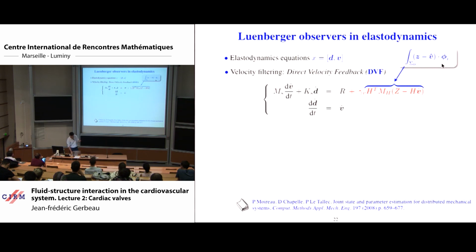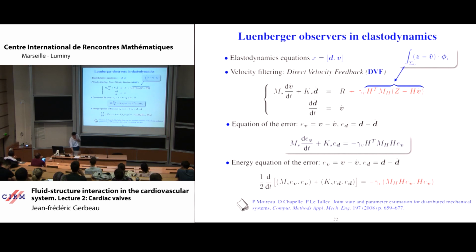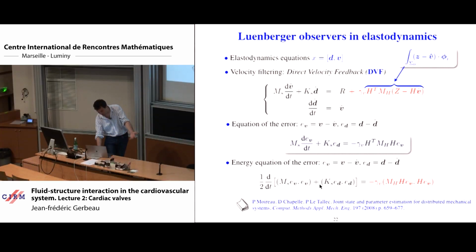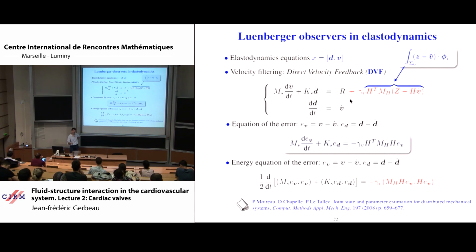And this is what they call the direct velocity feedback. You can compute, again, the system is linear, you can compute the error. Of course, the error will be reduced by this term. It can be shown just on the energy equation, but be careful. We cannot be naive here, okay? Choosing this gamma parameter is critical, and do not think that the larger is gamma, the better it is.